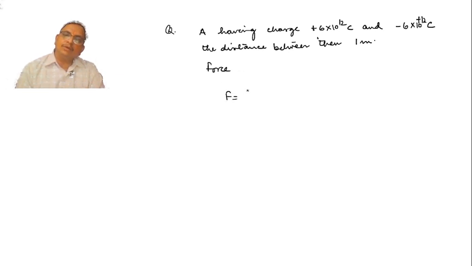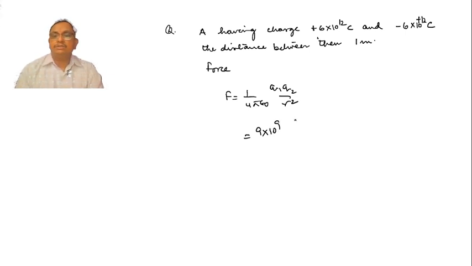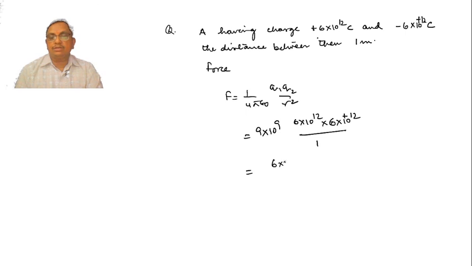You will use the formula F equals 1 over 4 pi epsilon 0 Q1 Q2 over R square. You put the value of 1 over 4 pi epsilon 0 as 9 into 10 to power 9, Q1 is 6 into 10 to power 12, here it is 6 into 10 to power 12, and here is 1 meter. What you are getting? 9 into 36.